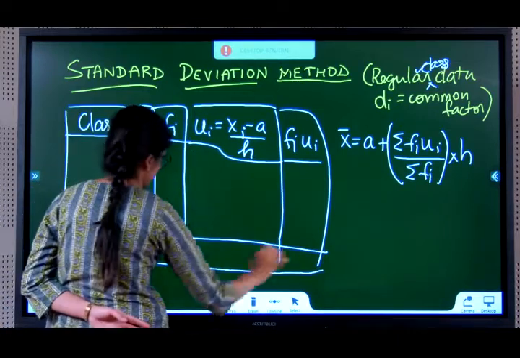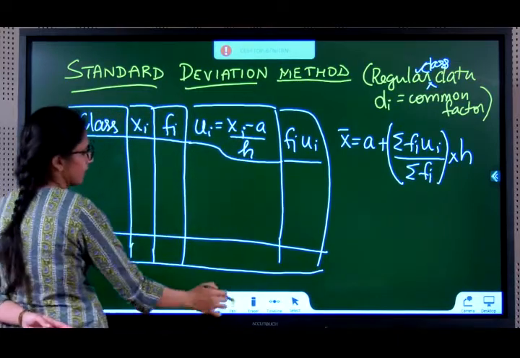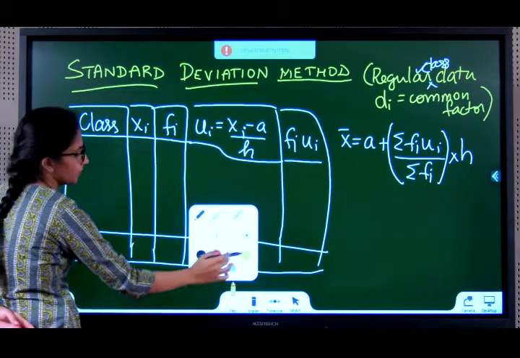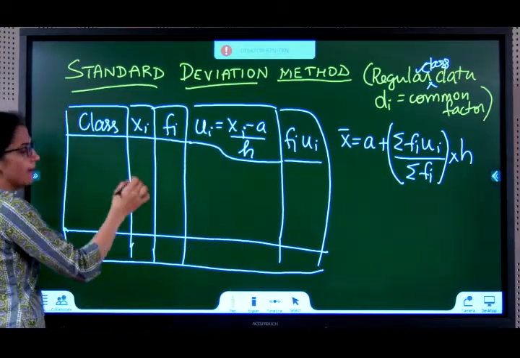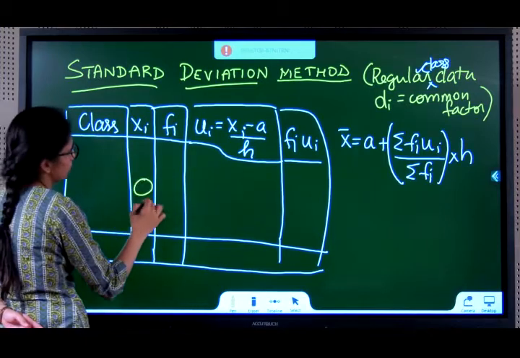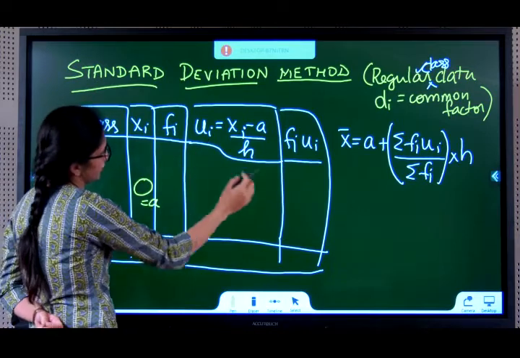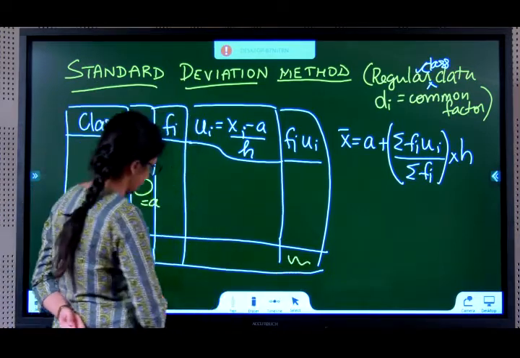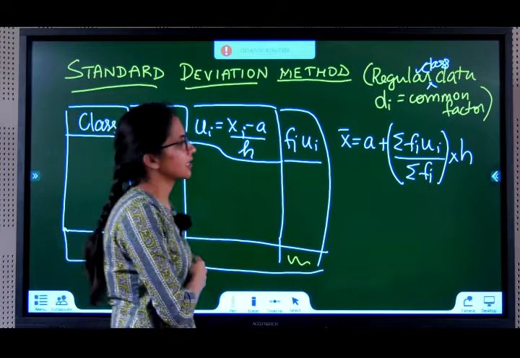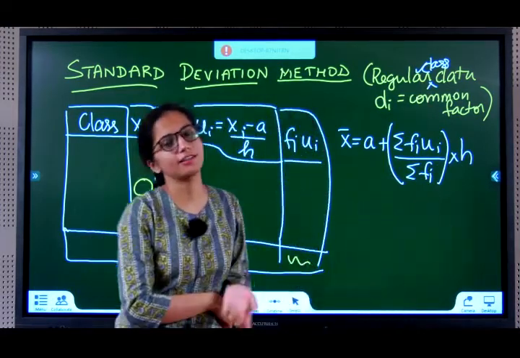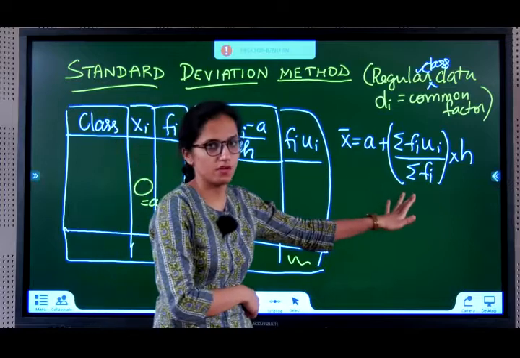That's all. How did we get that A? Once you write class, xi, fi, you can assume your mean. How do you assume your mean? Take the middlemost xi value, just like we did in the previous case. So we have A, you have ui, this thing. So summation fi ui, summation fi, h is nothing but the class size. If it's regular, you can have a class size.